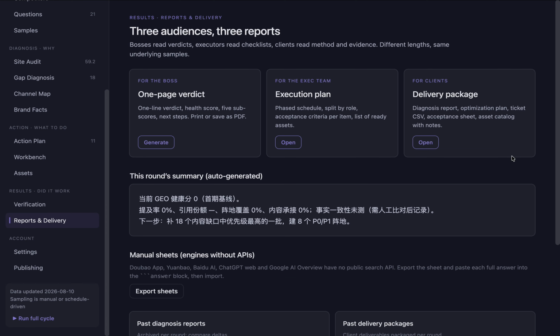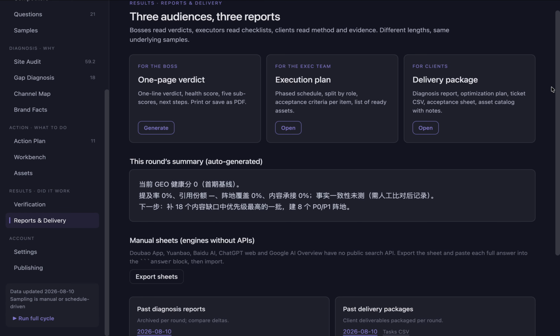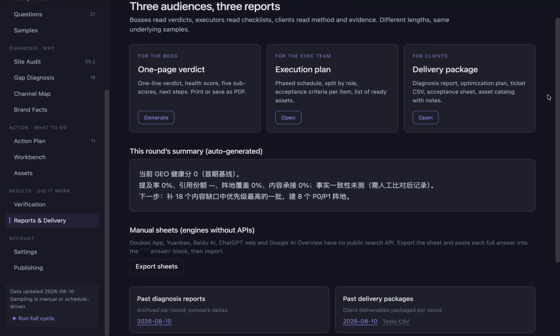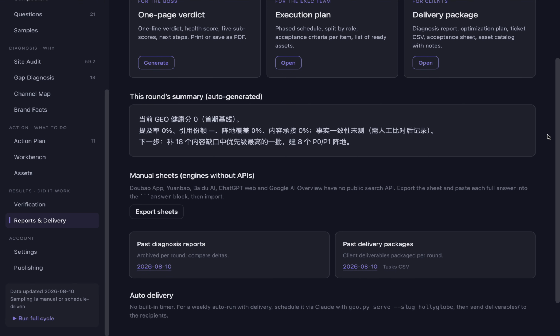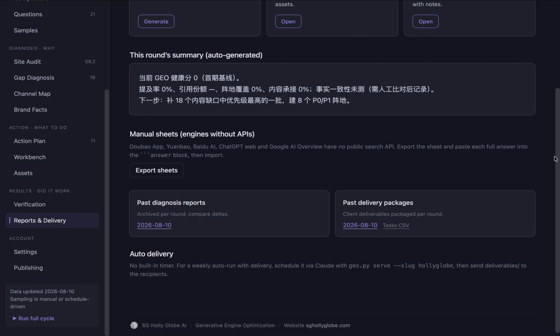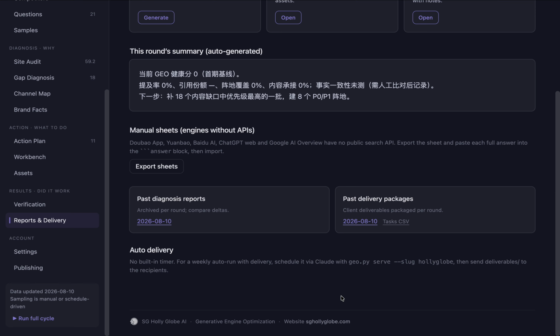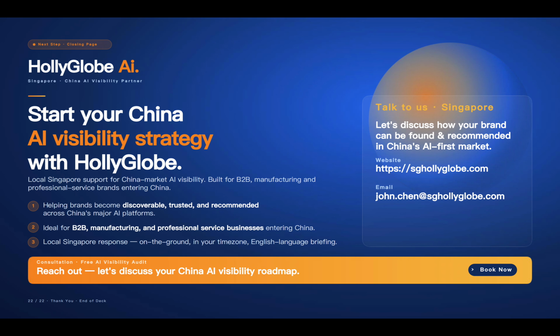A client should never have to wonder what changed after the work was delivered. GeoLook closes that loop by packaging the diagnosis, the execution plan, and the verification view. If I summarize HollyGlobe AI on GeoLook in one sentence, it is this. Clients can see where their brand stands in AI today, understand why that position exists, and work with us to publish the right content into the right channels with a clear verification loop.